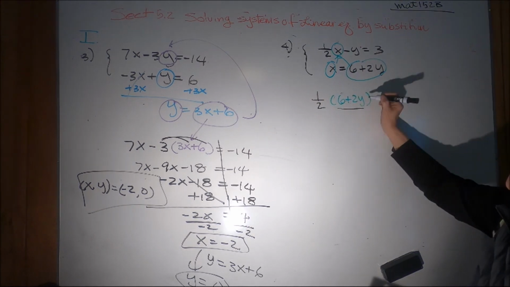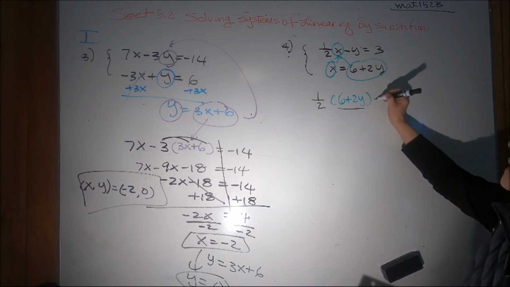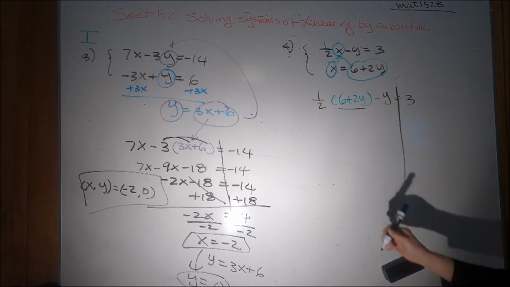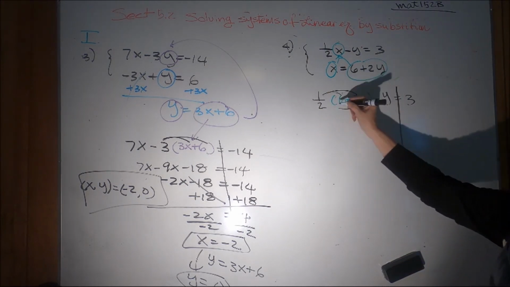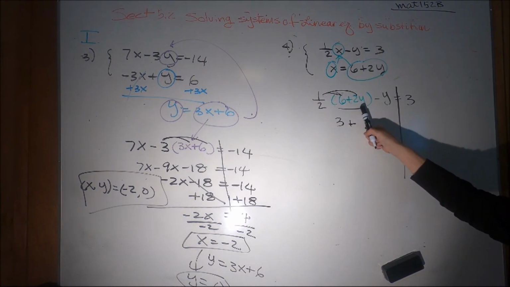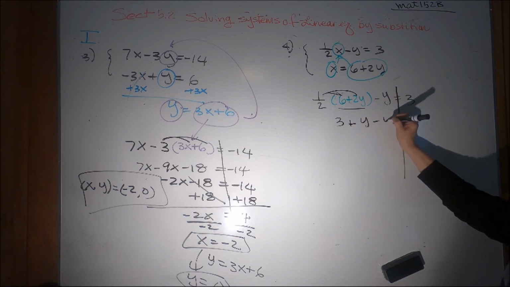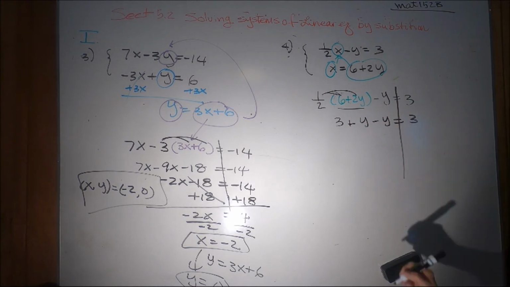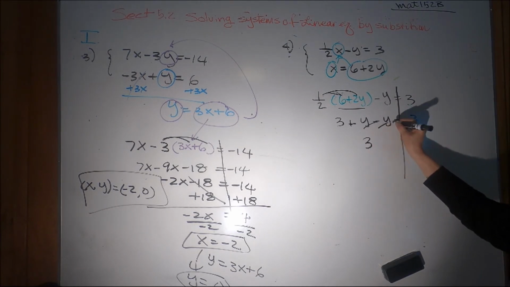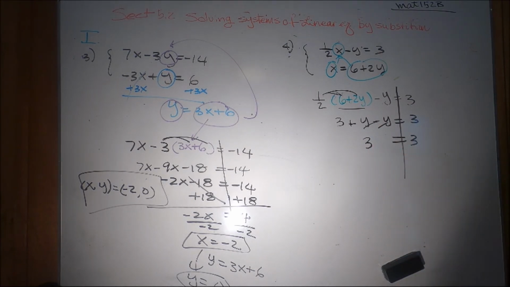That's our x in terms of what? Y. Then minus y equals 3, right? Then you distribute. Half times 6, 3. Half times 2, 1. y minus y equals what? 3. Then we'll combine like terms. It becomes what? 3 equals 3.